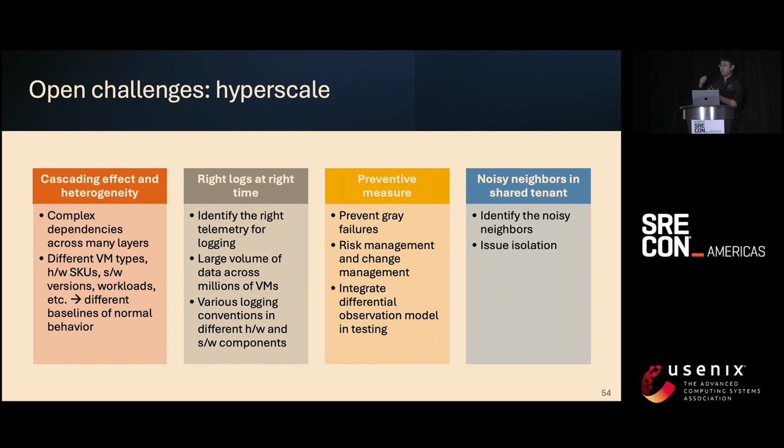The other one is how to do the right logging. There are so many components and so many drivers. How do we log at the right time? From our experience, 90% of the information logs are useless, but they use a lot of computation resources to process. We need to improve the logging. We also need to make sure, using some preventive measures, that gray failure does not happen. How do we prevent gray failure from happening?